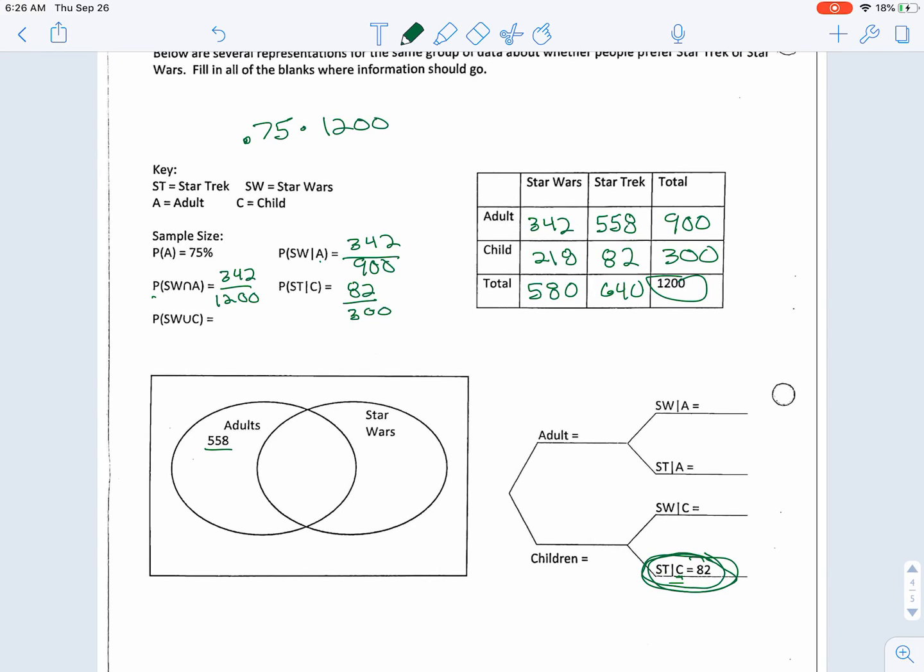And then we have the probability of Star Wars or child. So I'm going to take all the Star Wars. Remember, this is Star Wars. See how these added to 580? And then I need to add all the children. And then I think about what number got counted twice. I only want to count it once. So those are the numbers that I need to add up. When I add up all those numbers, I get 642.